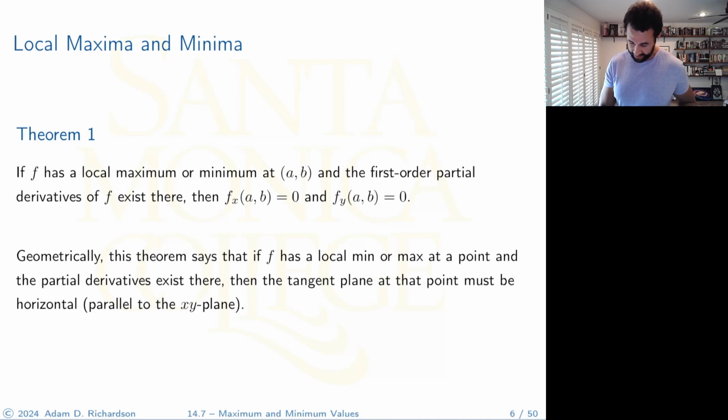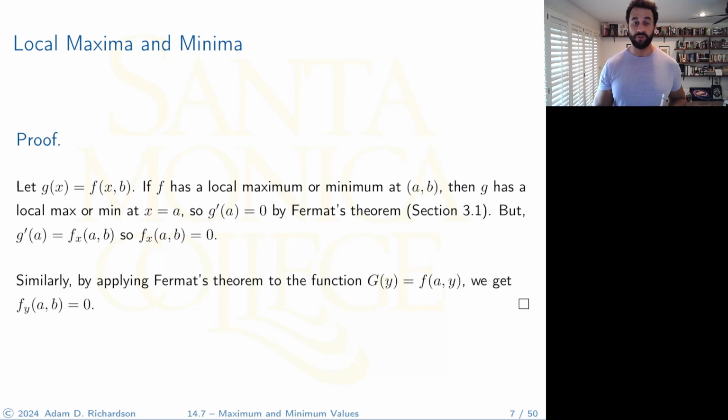Now, wait, do I say it here? Oh, not yet. Let's prove it real quick. This is a common technique of proving things in multivariable calculus. You fix your other coordinates and look at everything with respect to one variable. So let g of x equal f of x comma b. So we're fixing y to be equal to b. Now, if f has a local maximum or a minimum at a comma b, then g must have a local maximum or a minimum at x equals a.